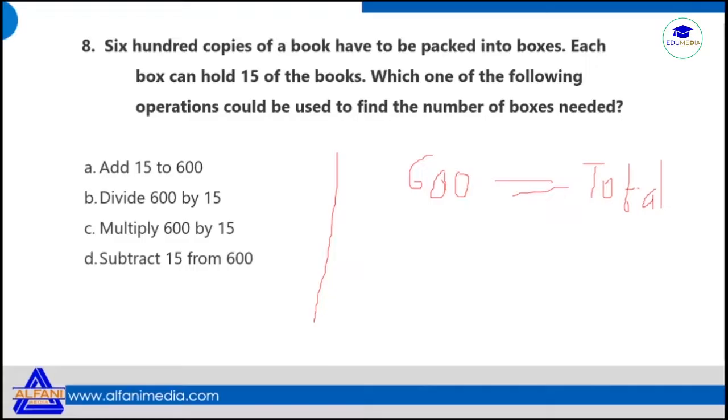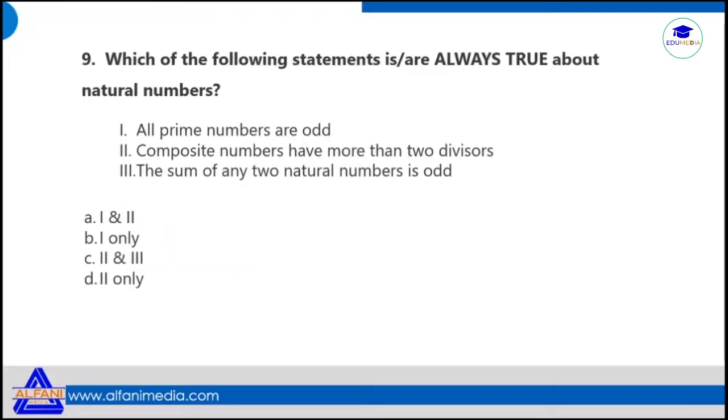Okay, so we want to know the number of boxes that we need to pack all of this. If you have 15 going into one box, then obviously, to get the total number of boxes, we need to divide this 600 by 15. All right, so the answer is divide 600 by 15, for us to get the total number of boxes that we need. All right, now to the next question.